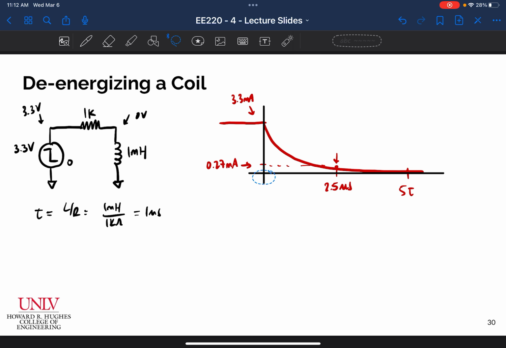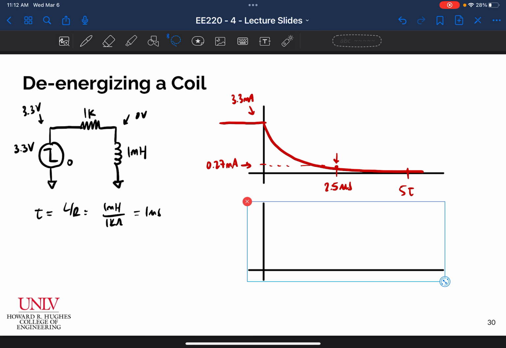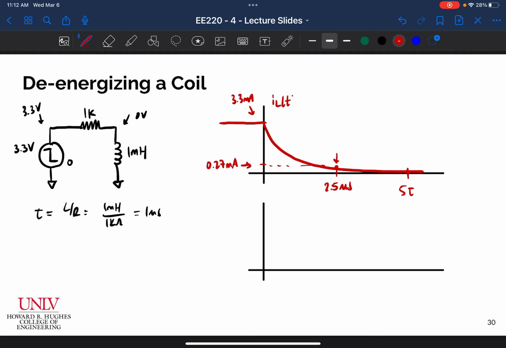We'll make another plot here. This one was IL of t, which we know is the current flowing through the inductor and basically throughout the whole circuit because it's a series circuit. But what I'm also interested in now for this example is what happens to this node voltage. Let's call it Vx of t.